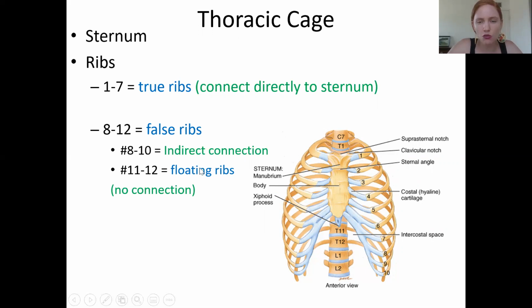Okay, so 8 through 10, so 8, 9, and 10 here. You see how instead of being able to follow it all the way back to the sternum, you can only follow it up into the costal cartilage of rib number 7. Okay, so it's not directly connected, it has an indirect connection to the sternum, and so that is false. Now, these last two here, ribs 11 and 12, they have no connection at all, so they get an additional name, and that's called a floating rib.